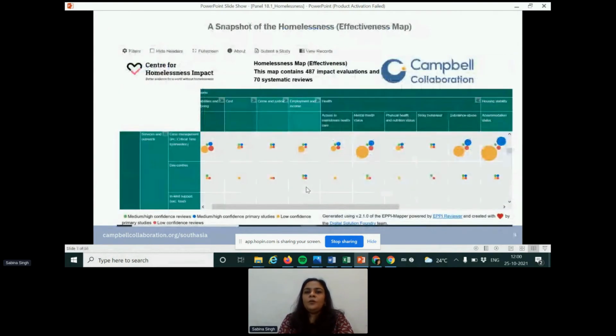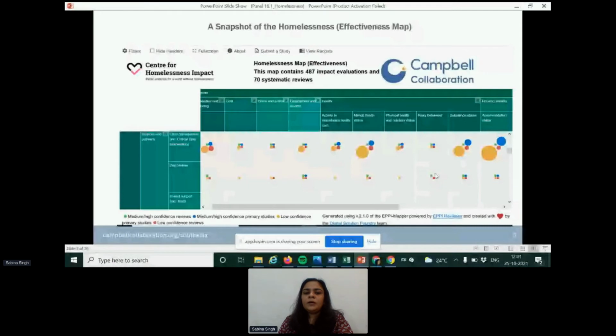So just a quick snapshot of the homelessness effectiveness map, and I'm pretty sure you've had a good look at evidence and gap maps. I'm assuming our attendees are by now pretty much aware of what an evidence and gap map looks like. So we have interventions and outcomes arranged across the rows and columns, and these are the bubbles, which are color coded, and they indicate our confidence in the findings of the studies included. And the size of the bubble suggests the quantum of evidence in that particular area. By that I mean, the bigger the bubble, the more evidence there is in that area.